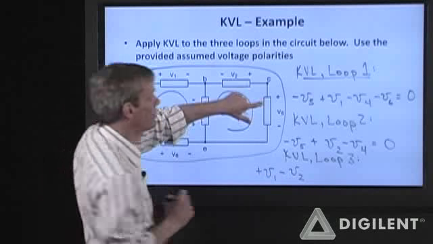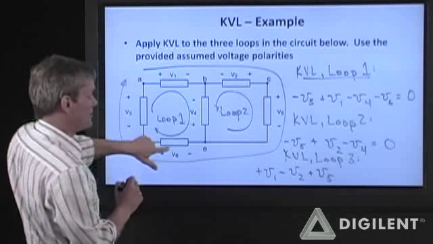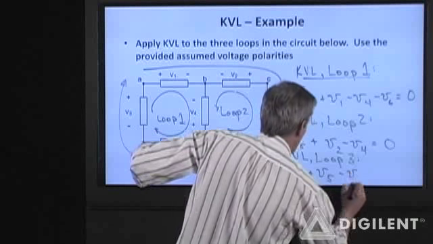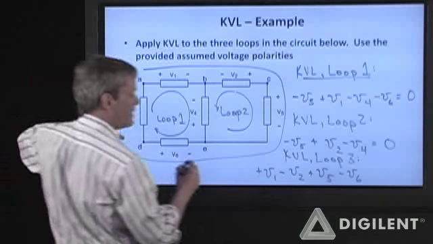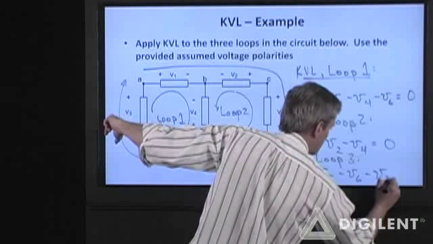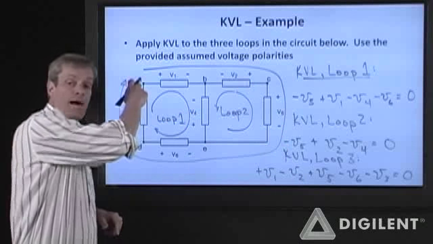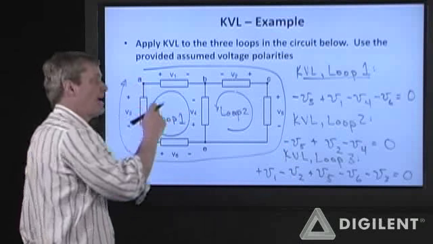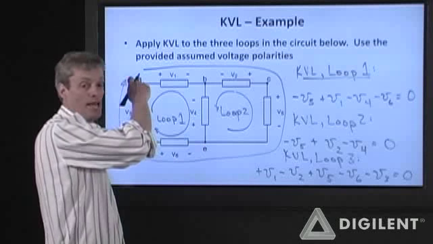I see the positive node of V5 first. That's a positive voltage difference. I see the negative voltage node of V6 first. That's a minus sign. And I see a negative V3. Those all have to sum up to 0. I've come back to my starting point. If I add up all these voltage differences, I have to get to the same voltage at node A that I started out with.